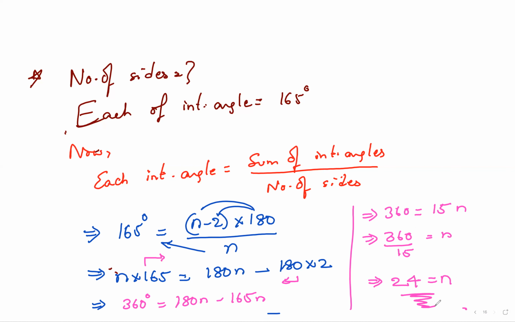Understood, my dear students? Same kind of problems you can find on the internet, so try to practice and find the answer by yourself. Okay. So each interior or each exterior angle is equal to the sum divided by the number of sides. If it is for exterior angles, 360 divided by the number of sides. If it is for interior angles, n minus 2 into 180. Is it clear, my dear students?